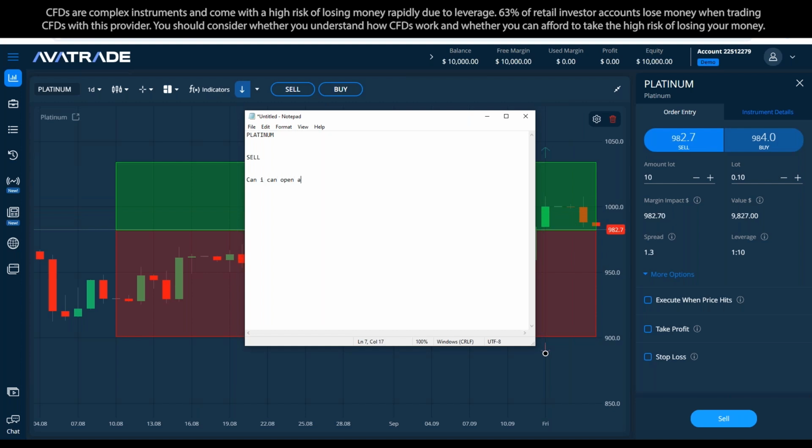can I now open a sell position? Guys, is this enough information for me to click here sell, or are there different things I must do? Fix the lot size, set pending orders here. What do you think? Is it a good idea to click sell, or should I do different things?